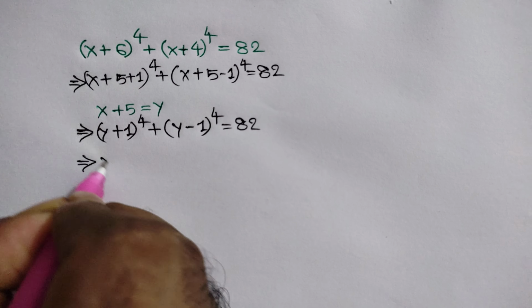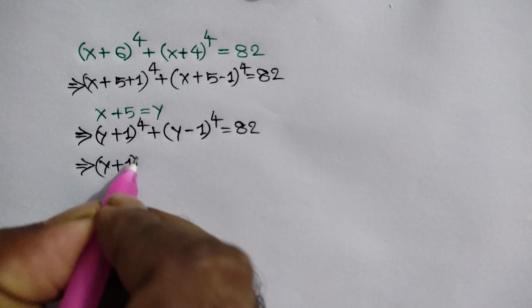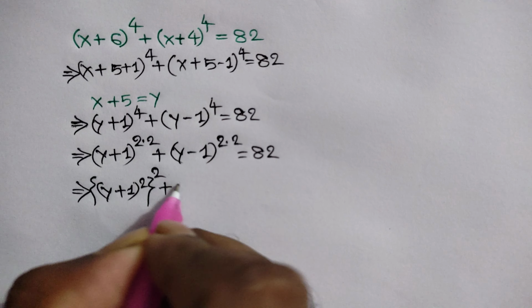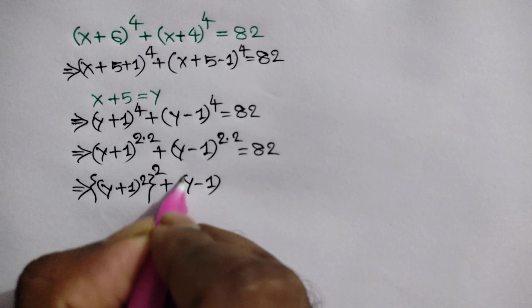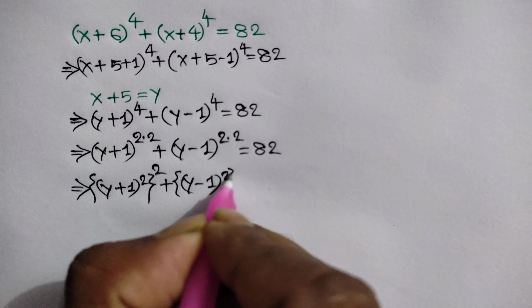or (y + 1), now this 4 can be written as 2 times 2, plus (y - 1). Similarly, this 4 can be written as 2 times 2 is equal to 82. Or now we can write here ((y + 1)^2)^2 + ((y - 1)^2)^2 is equal to 82.